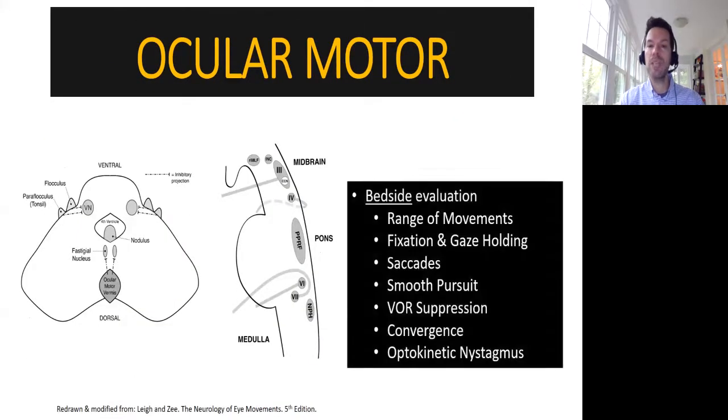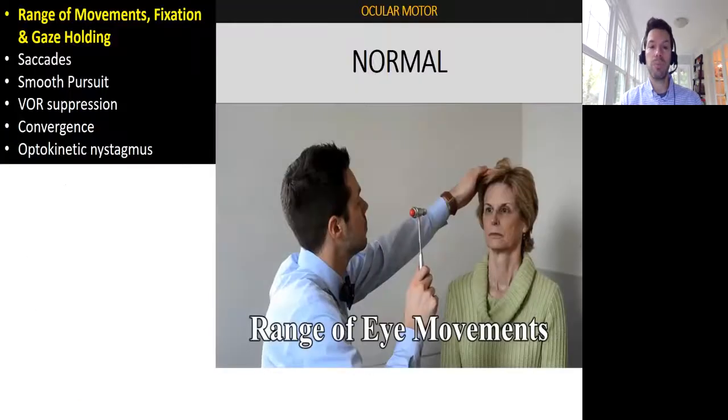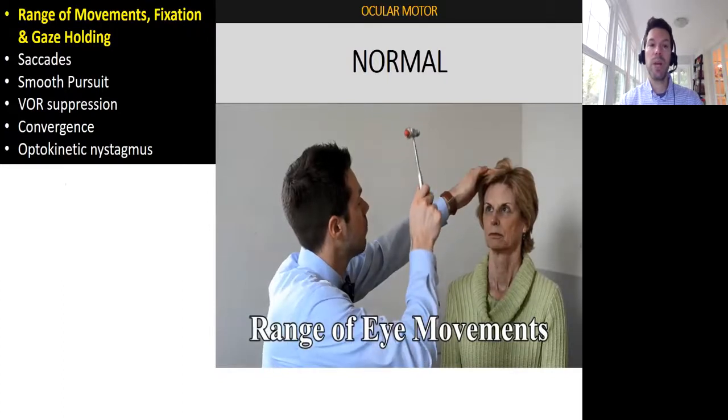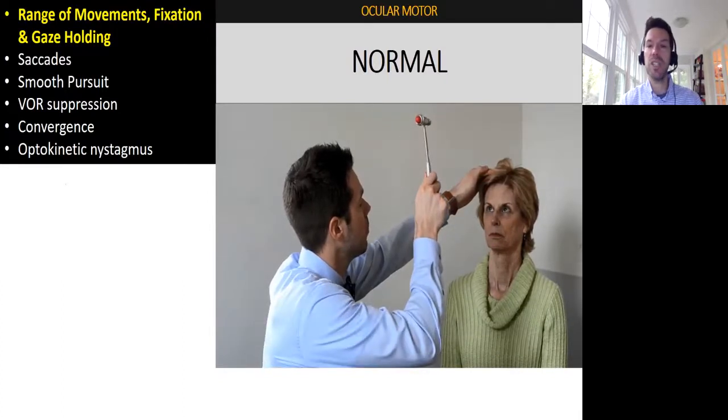So how do we examine the eye movements? What does a comprehensive exam consist of? It consists of these elements, which we'll go through one by one. So first, the range of eye movements, fixation and gaze holding.